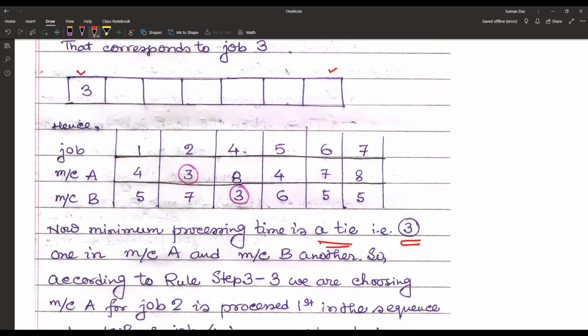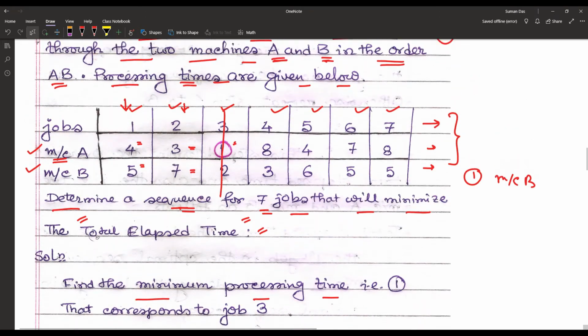That means not only one processing time 3 has been found. There are 2 minimum processing times of 3 found, and that is one from machine A and another one from machine B. So we are just proceeding to step 3 now.